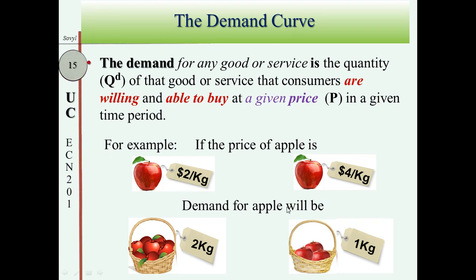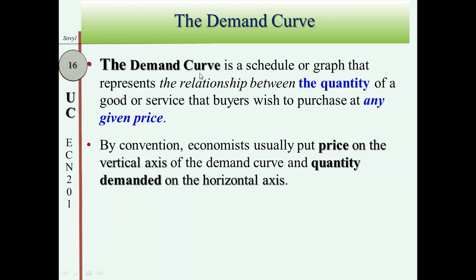If we have 2 points right now, because we have P, we have Q, and we have P, we have Q. If you have one point and the other point, and you connect from one point to the other point, we get a line. This line we call the demand curve.